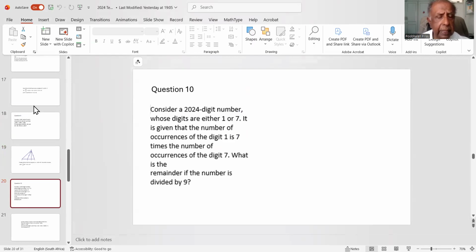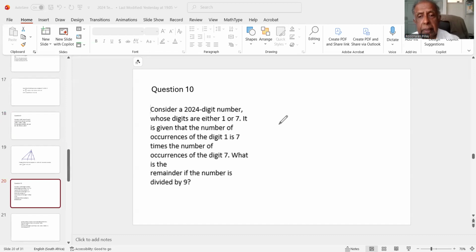Okay, we go on to question 10. Question 10 says you got a number which has 2024 digits. Oh, it's a very, very long number. The number of digits is 2024, that is the year in which this paper was written, whose digits are either 1 or 7. All right, so you got a number which has only 1 and 7 in it. Okay, like 117, 1777711, something like that. But you've got 2024 digits.